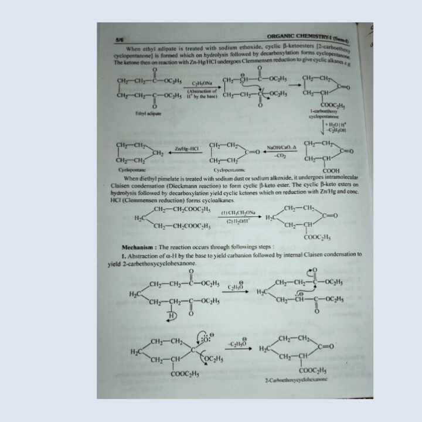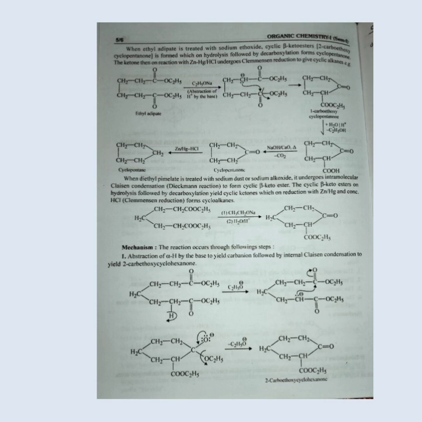The ketone then on reaction with zinc amalgam in acidic medium, that is HCl, undergoes Clemmensen reduction to give cyclic alkanes. When dimethyl pimelate is treated with sodium dust or sodium alkoxide, it undergoes intramolecular Claisen condensation to form a cyclic beta ketoester. The cyclic beta ketoester on hydrolysis followed by decarboxylation yields cyclic ketones, which on reduction with zinc amalgam and concentrated hydrochloric acid form cycloalkanes.